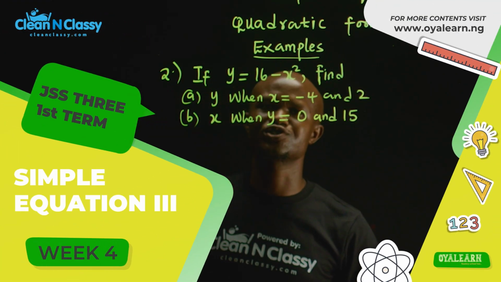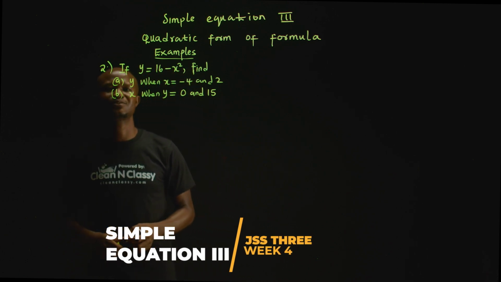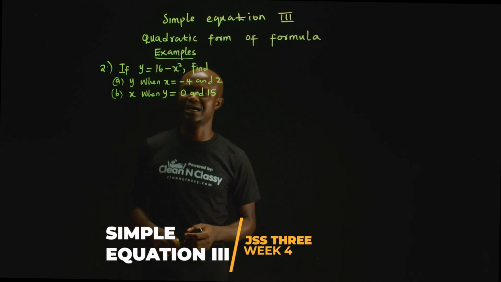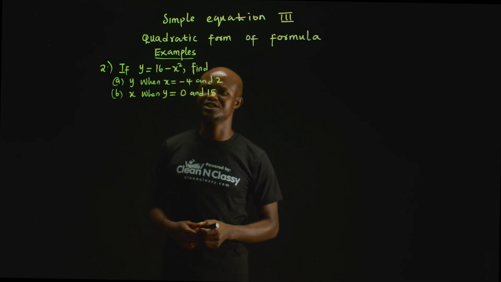If y equals 16 minus x squared, find y when x equals minus 4 and 2. B, find x when y equals 0 and 15. Solution.